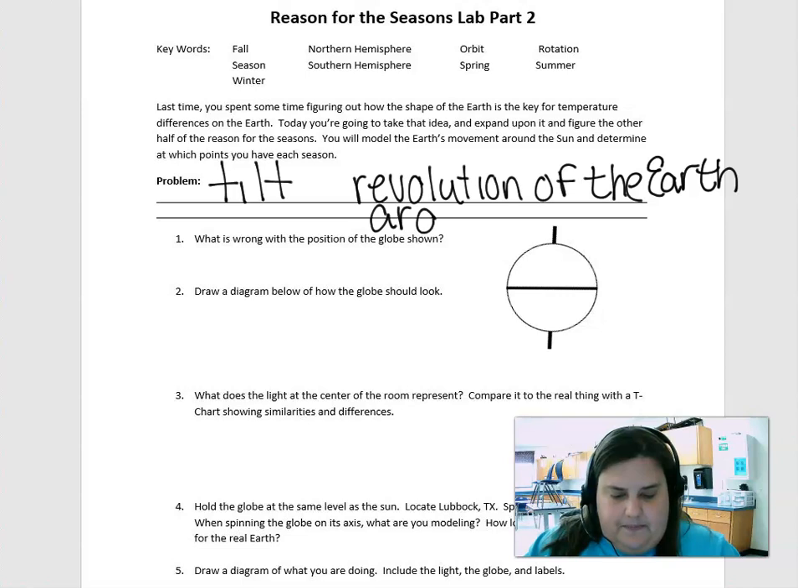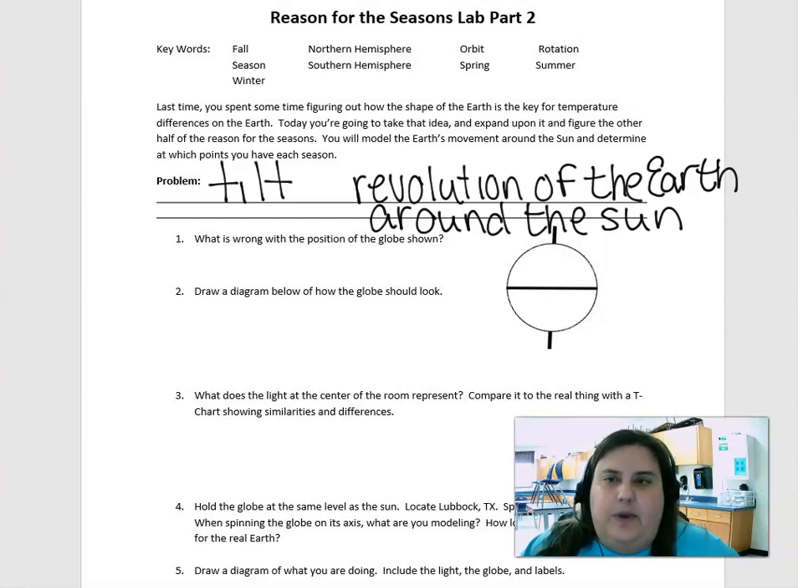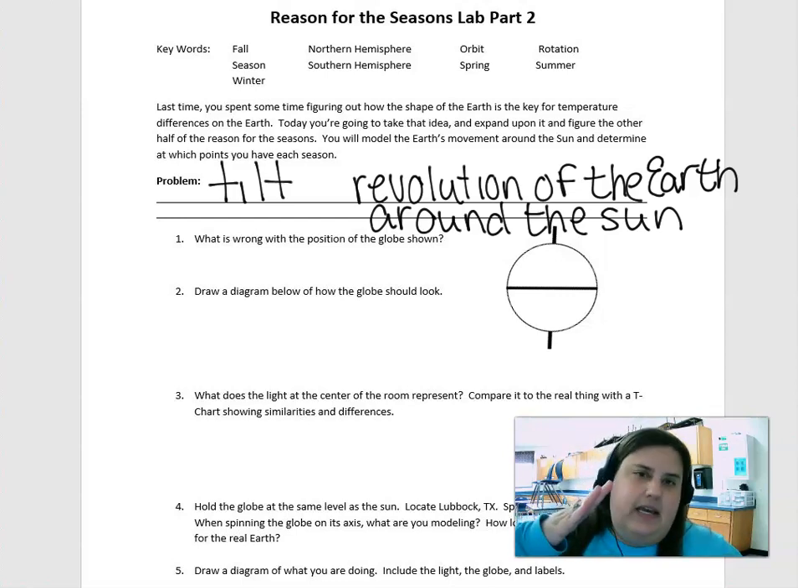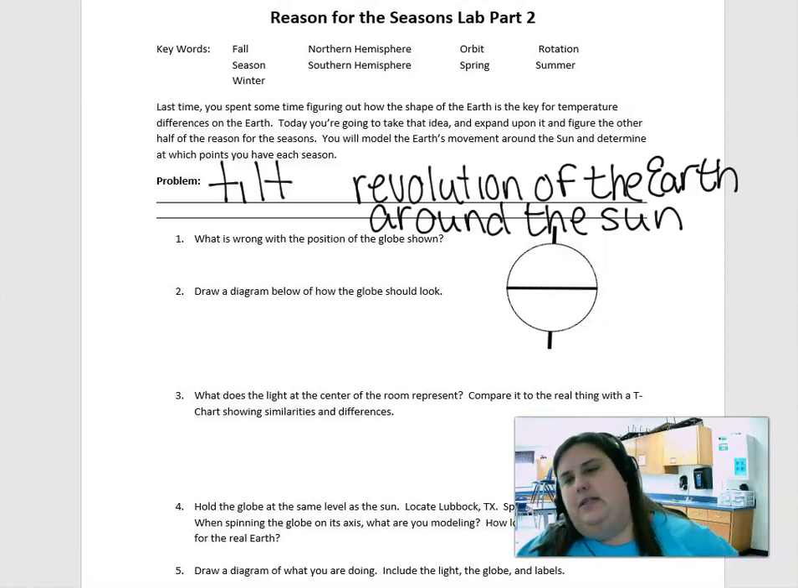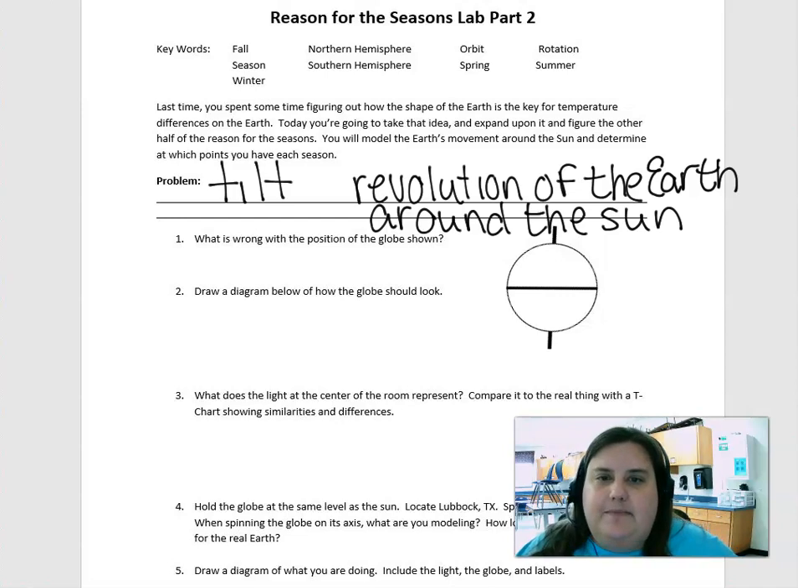around the sun. So those are going to be the 2 reasons why we have seasons. If we aren't tilted, then seasons wouldn't happen, and if we didn't revolve around the sun, then seasons wouldn't happen. And so we have to have both of those 2 things for seasons to occur.